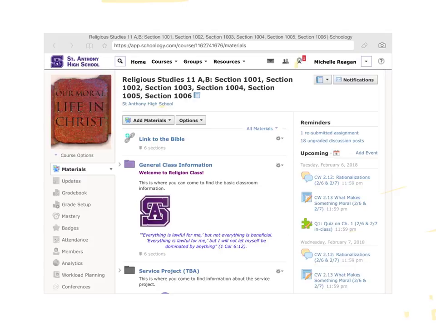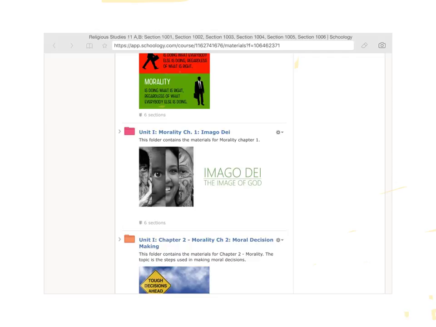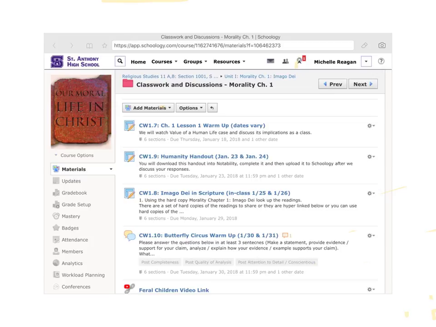Okay, so let's just review. So the topic was creating the image of God. These were our classwork assignments. The warm-up, where we just discussed the value of a human life. Then there was the humanity handout. Please make that up. Imago Dei in Scripture. I had mentioned that besides this warm-up, this was another assignment we started with.